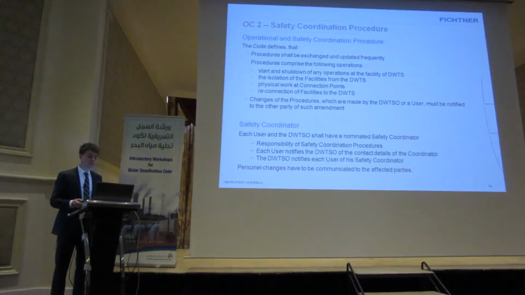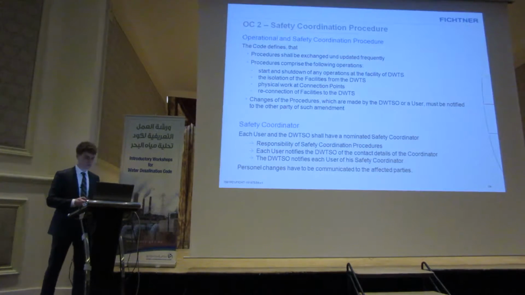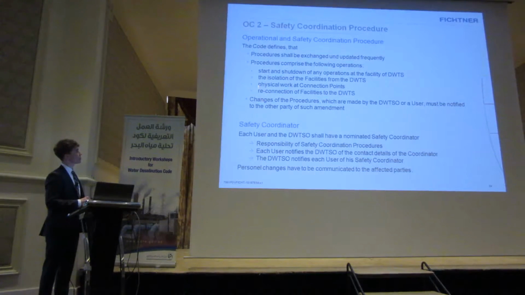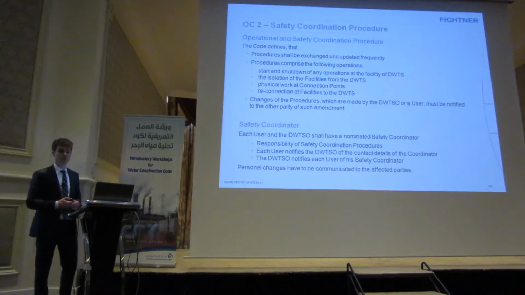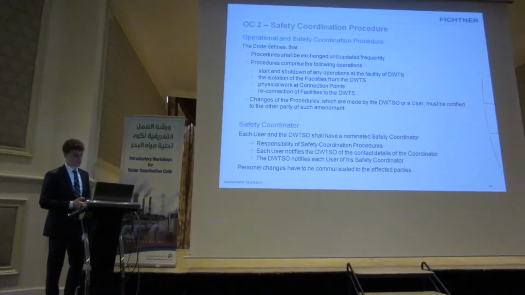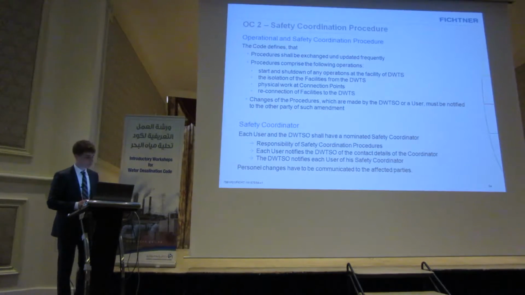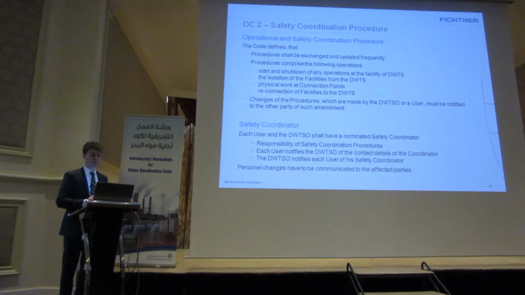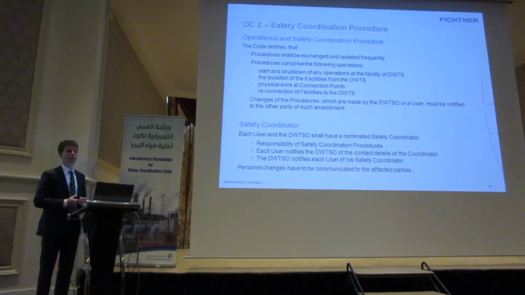And those procedures comprise operations like startup and shutdown of facilities, like the isolation of facilities from the DWTS, like physical works of connection points, and the reconnection of facilities to the DWTS. And any changes of procedures which are made by any stakeholder have to be notified to the affected party. If it's a DWP, a producer, he shall notify the transmission system operator.